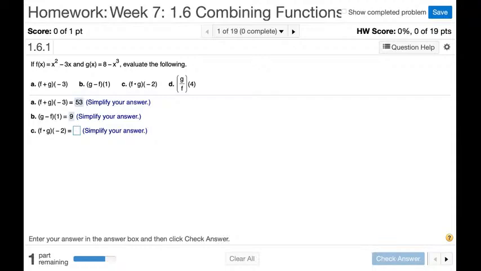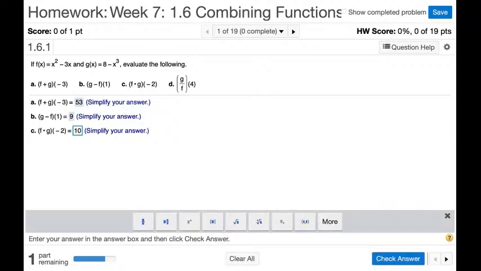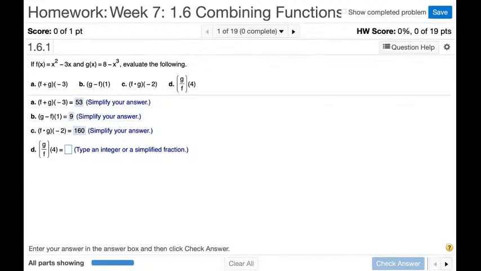If we plug -2 into f, it's going to be 4. 3 times 2 is 6. That's going to be 10. So it's going to be 10 times. If we plug -2 into g, that's going to be 8 plus 8 is 16. So the final result is going to be 160. Okay. g of 4. 16 times 4 is 40 plus 24 is 64.